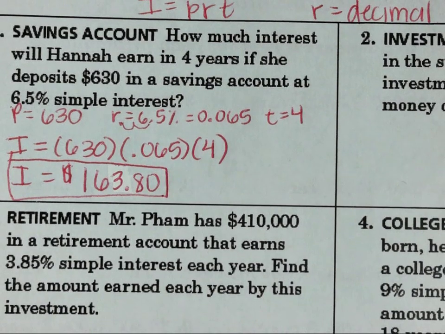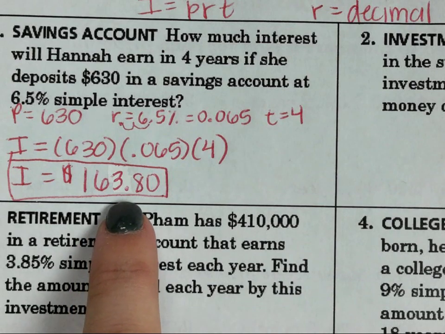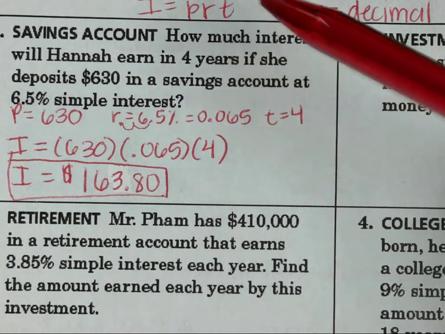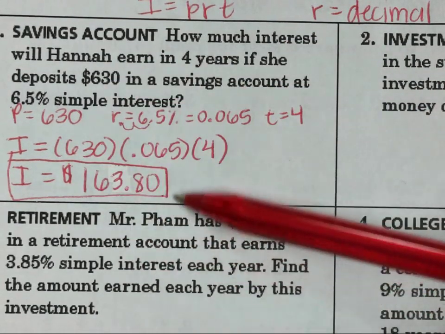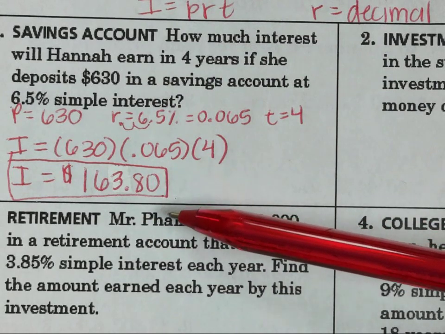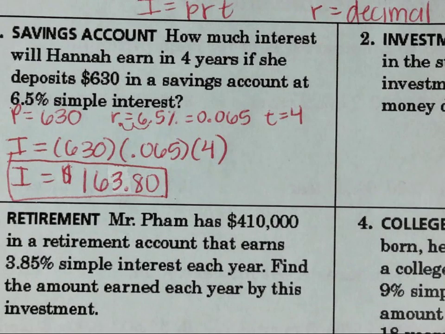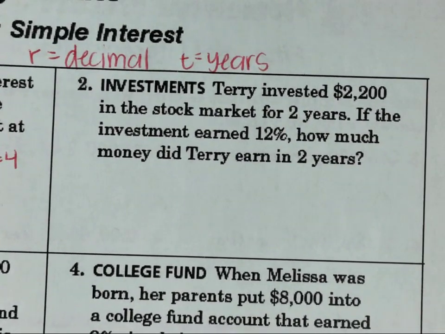So that is telling me that after 4 years, that savings account is going to earn an extra $163.80. So my total amount that would be in that savings account would be $630 plus this amount. Okay? So your interest is telling you how much money that bank account is earning you over however much time. Okay. Questions on number 1? Okay, number 2.